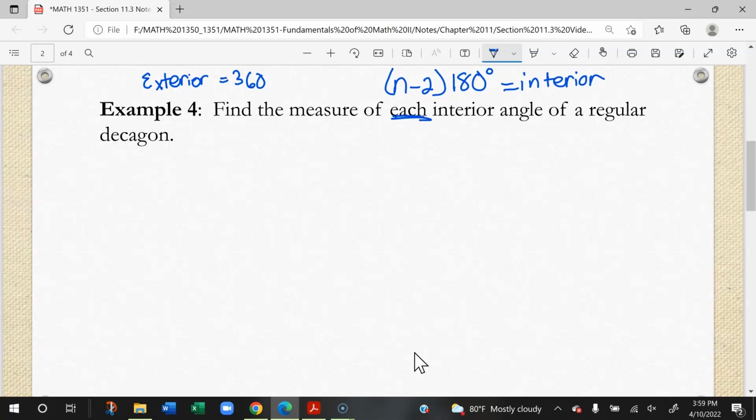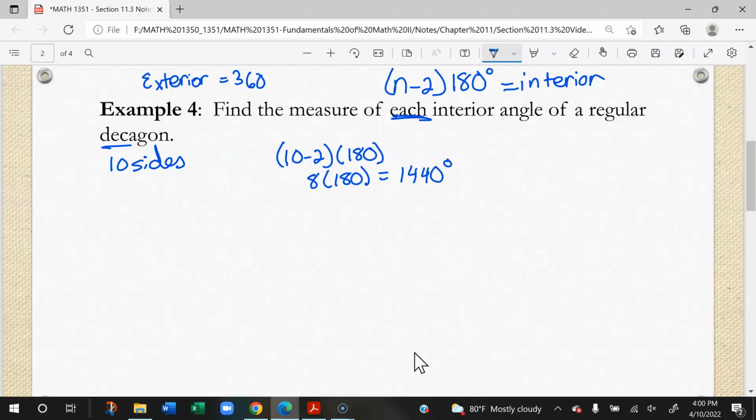Now, each interior angle. The first thing we need to do is find out the sum of the measure of all the interior angles of a decagon. Well, a decagon has 10 sides. So we would do 10 minus 2 times 180. That would be 8 times 180. So the sum of the angles would be 1,440 degrees.